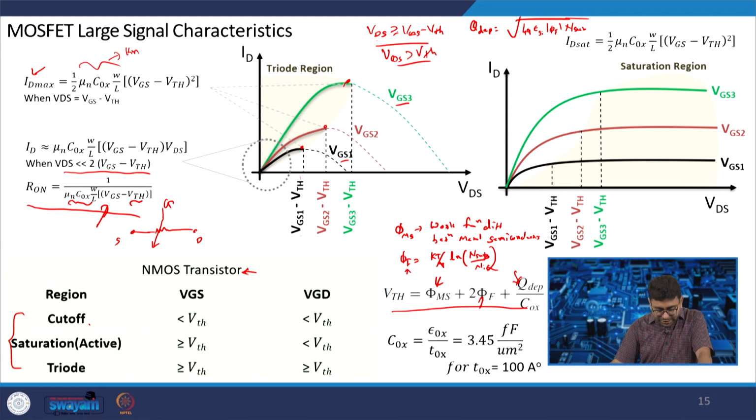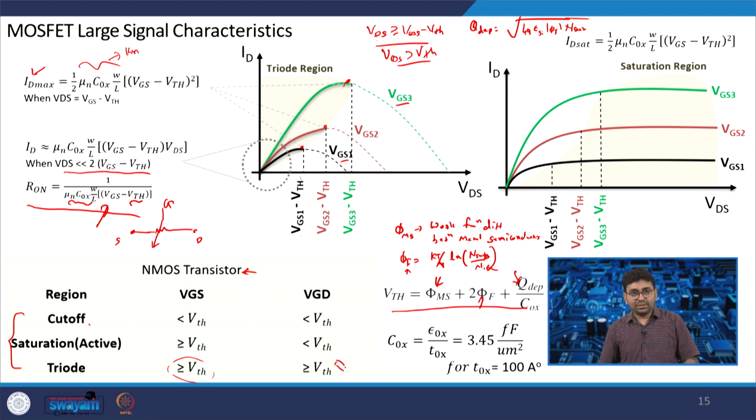Then the triode region, where VGS is greater than VTH. We have already defined the triode region, where your VDS is less than VGS minus VTH. So, a channel is formed, but it is linear in this region, that is why your VDS is less and it is not giving a constant current, only a linear function of voltage. So, your VGD is greater than VTH.